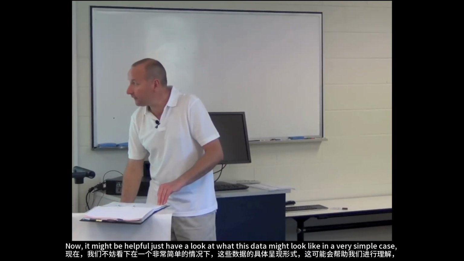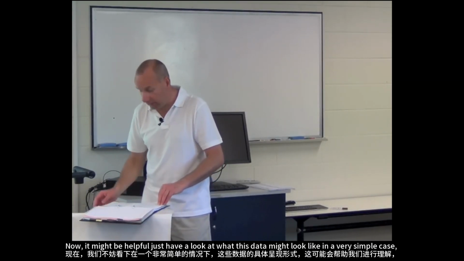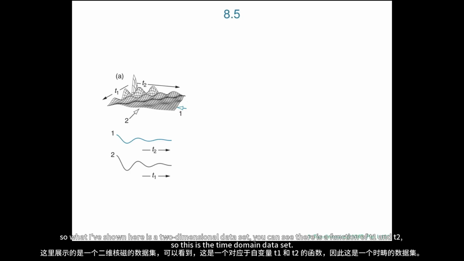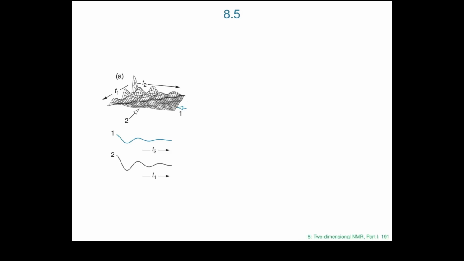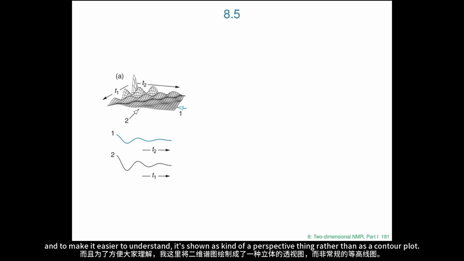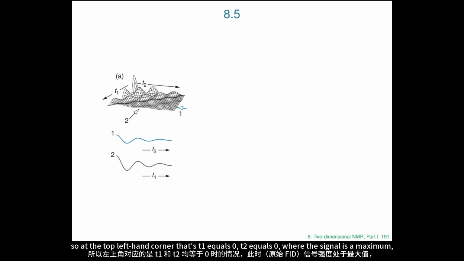Now it might be helpful just to have a look at what this data might look like in a very simple case. So what I've shown here is a two-dimensional data set. So you can see there is a function of t1 and t2, so this is the time domain data set. And I've just made it a damped cosine wave in both dimensions. And to make it easier to understand, it's shown as kind of a perspective thing rather than as a contour plot. So at the top left-hand corner, that's t1 equals 0, t2 equals 0, where the signal is a maximum.